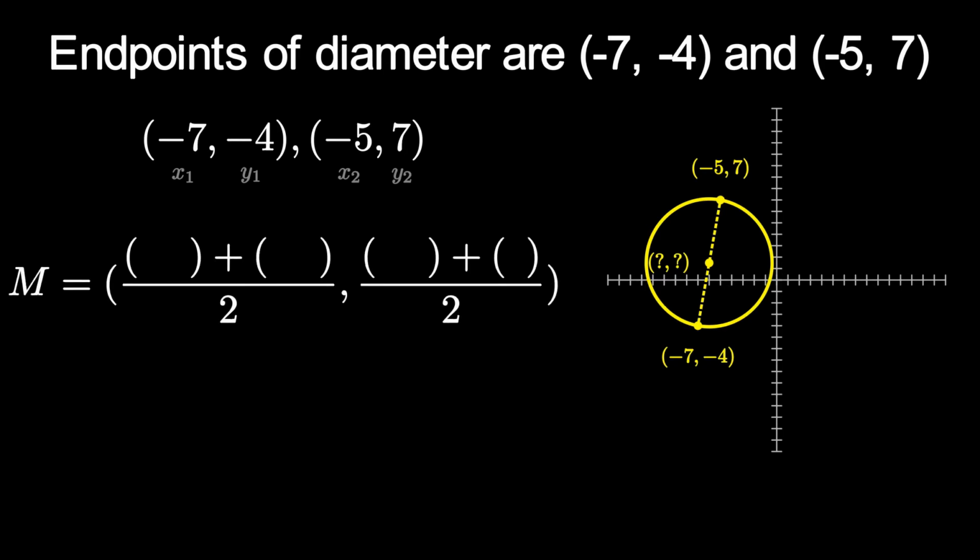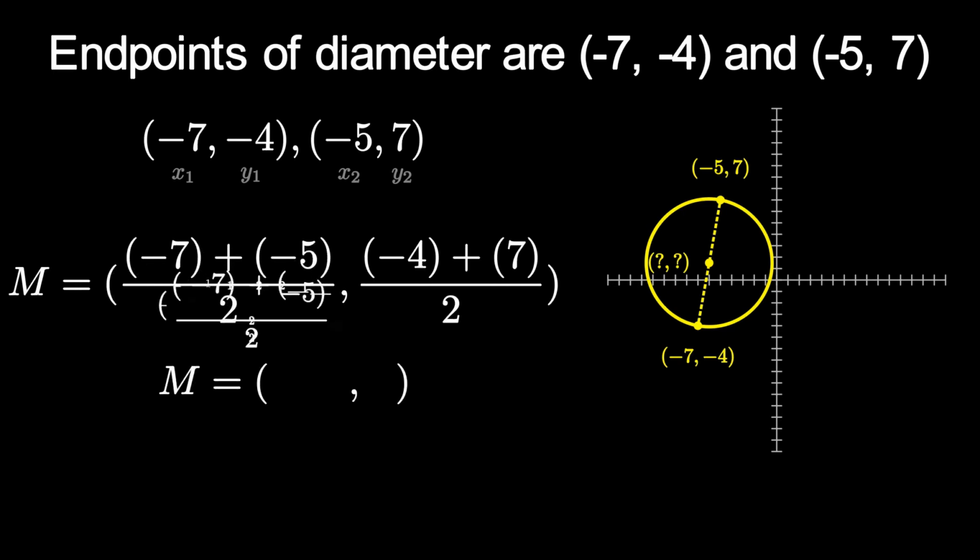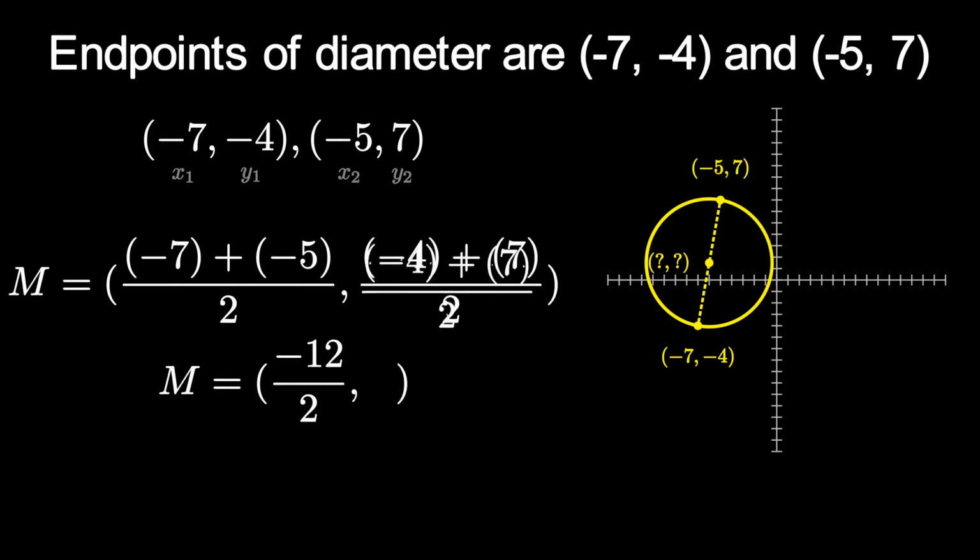So when we plug this in, it becomes (-7 plus -5) divided by 2, and then (-4 plus 7) divided by 2. And when we simplify that, for the first coordinate, -7 plus -5 becomes -12 over 2. And for the second one, -4 plus 7 becomes 3 over 2.